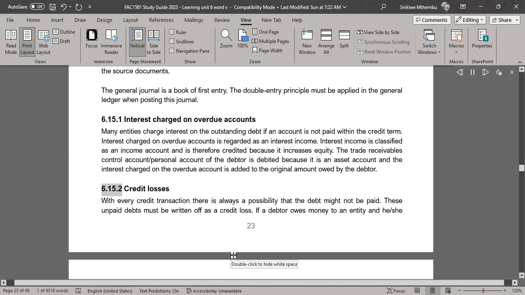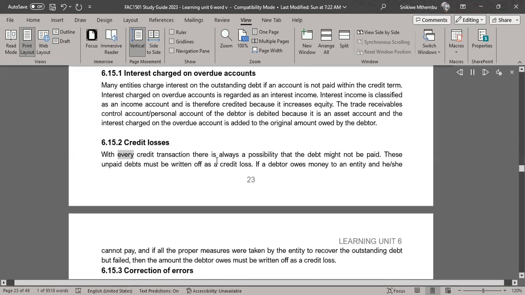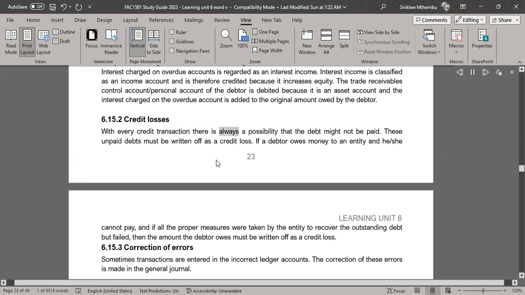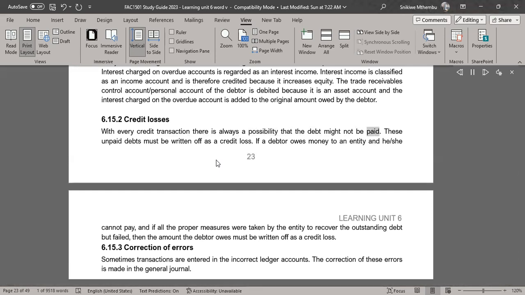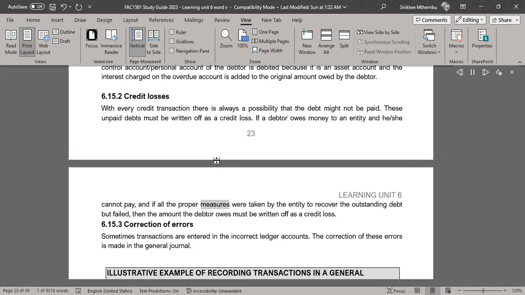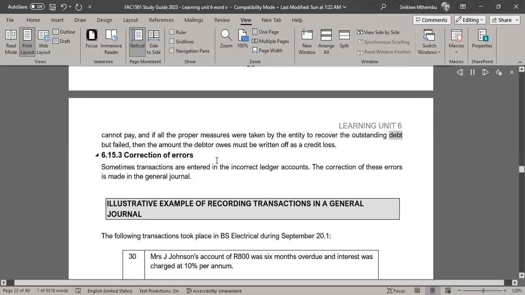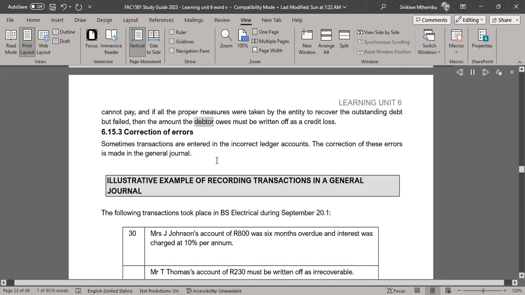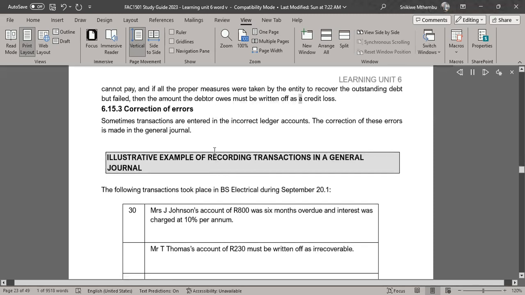6.15.2 Credit losses. With every credit transaction, there is always a possibility that the debt might not be paid. These unpaid debts must be written off as a credit loss. If a debtor owes money to an entity and he/she cannot pay, and if all the proper measures were taken by the entity to recover the outstanding debt but failed, then the amount the debtor owes must be written off as a credit loss.